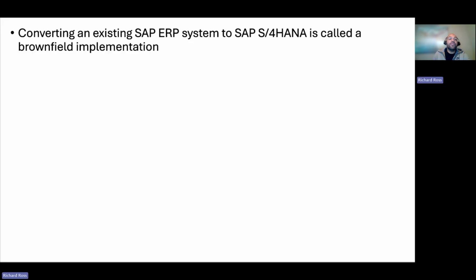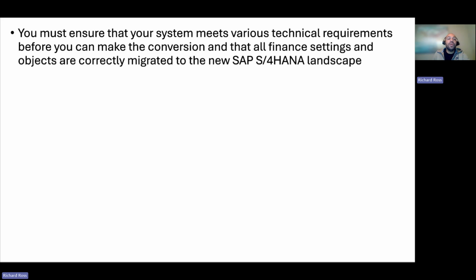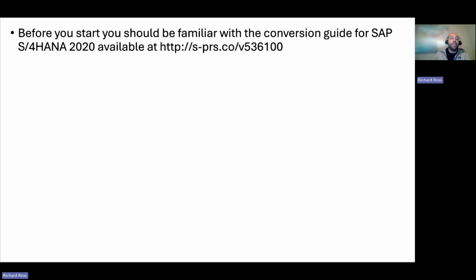Brownfield implementation migration. Converting an existing SAP ERP system to SAP S4HANA is called a brownfield implementation. You must ensure that your system meets various technical requirements before you can make the conversion and that all finance settings and objects are correctly migrated to the new SAP S4HANA landscape.